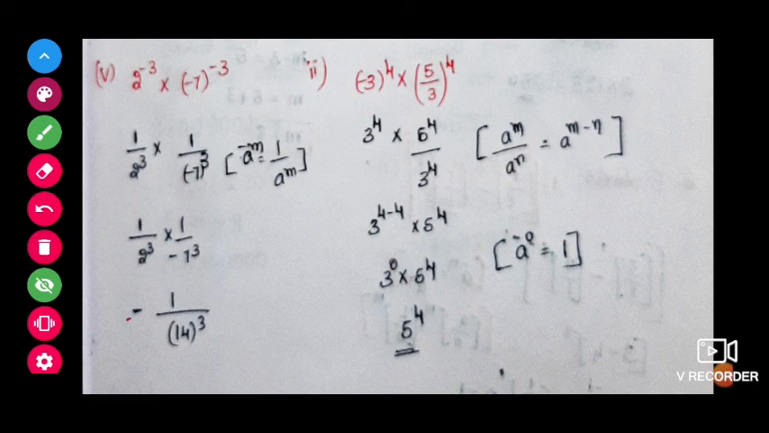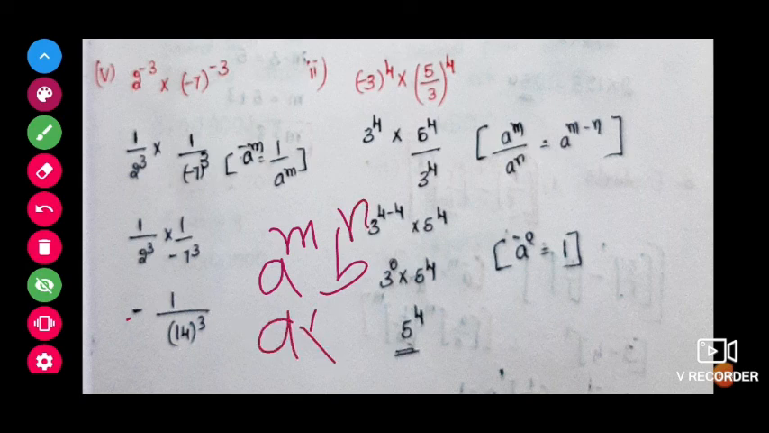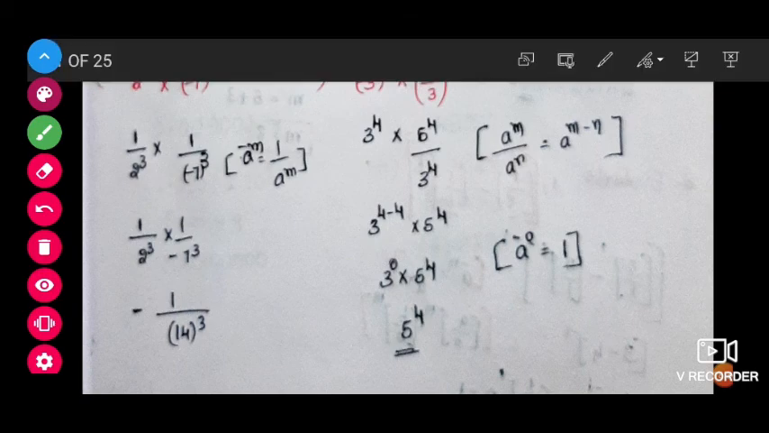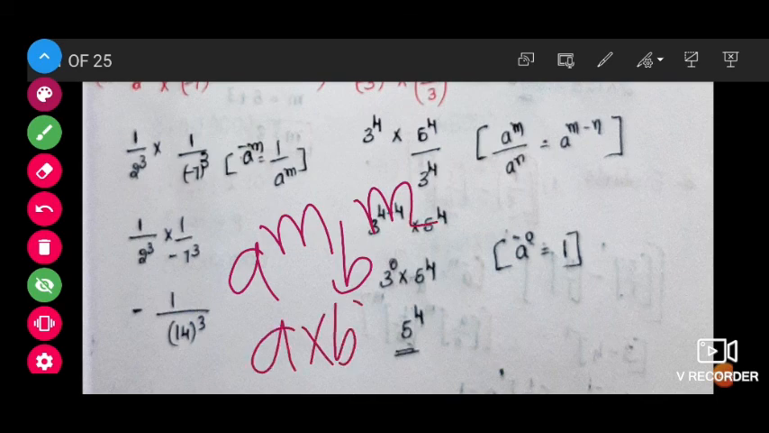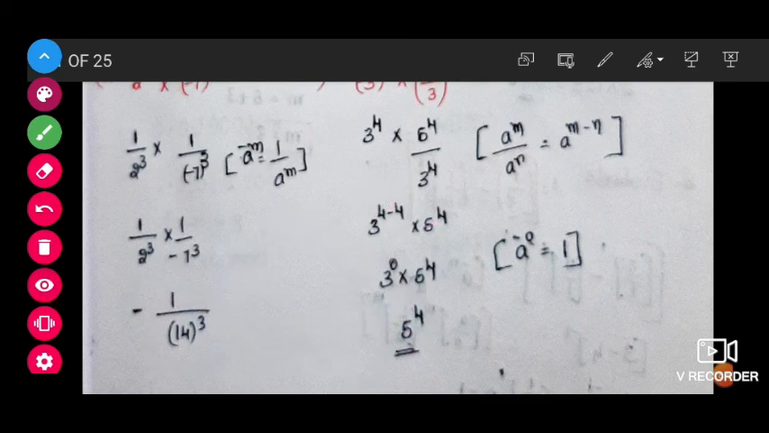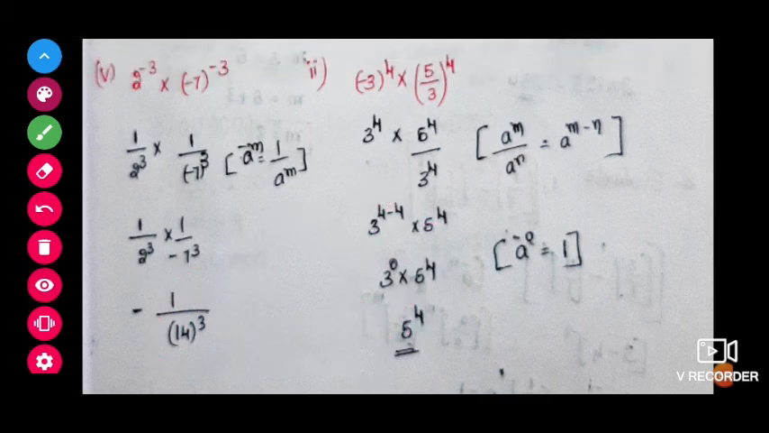So minus. Now if we see, children, a to the power m into b to the power m, we can write a into b whole to the power m. So 2 into 7 whole to the power 3, that is 2 into 7, 14 to the power 3. That is the final answer.